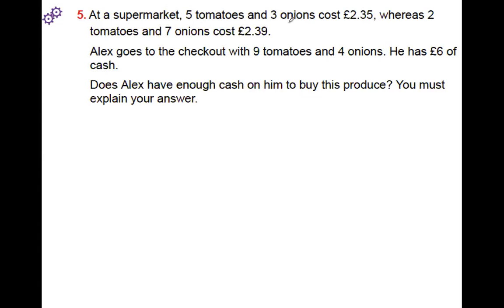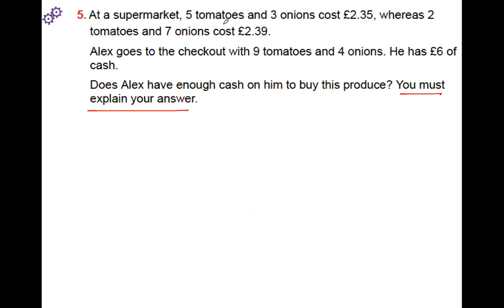So five tomatoes and 3 onions cost $2.35, whereas 2 tomatoes and 7 onions cost $2.39. Alex goes to the checkout, so you can see that you've got two equations to set there. He buys 9 tomatoes and 4 onions, and he has £6 of cash. Does Alex have enough cash to buy this produce? You must explain your answer. So basically, by looking at this, you need to set your two equations. You need to find the price of 1 tomato and 1 onion.